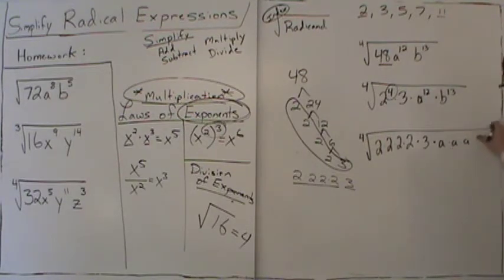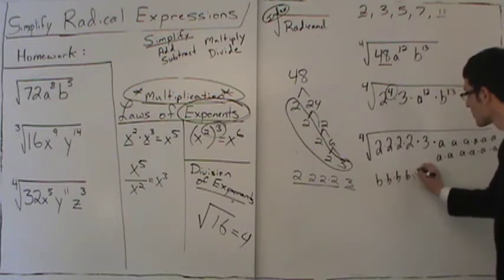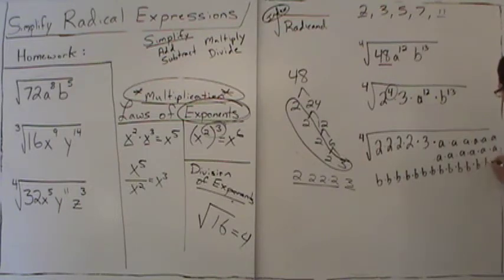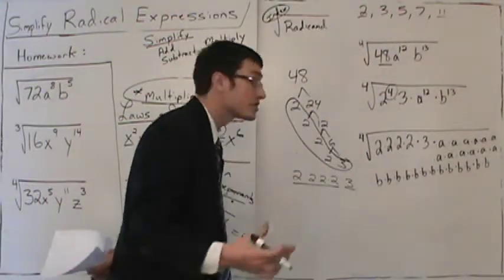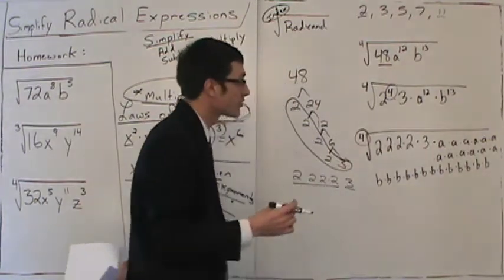Okay, so 12 a's. This takes a moment. Here, I can fit it. A times A times A, A times A times A, and 13 B's. So 1, 2, 3, 4, 5, 6, 7, 8, 9, 10, 11, 12, 13. Don't worry, you're not going to have to do this every problem, but I just want you to visually see what's going on here. So notice, dividing by 4 means circling groups of what?